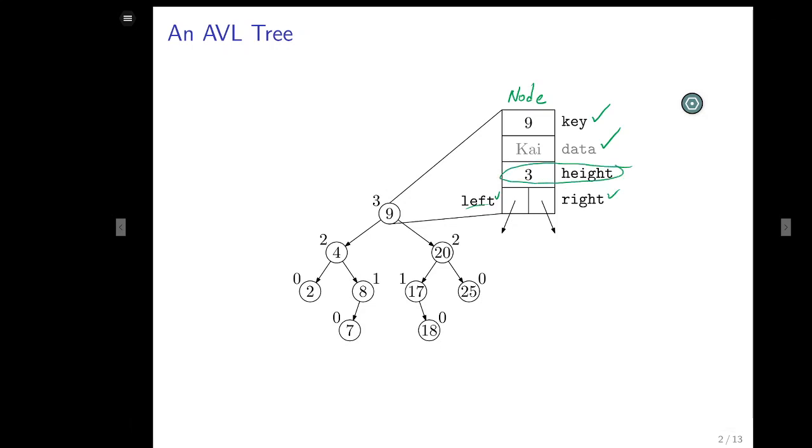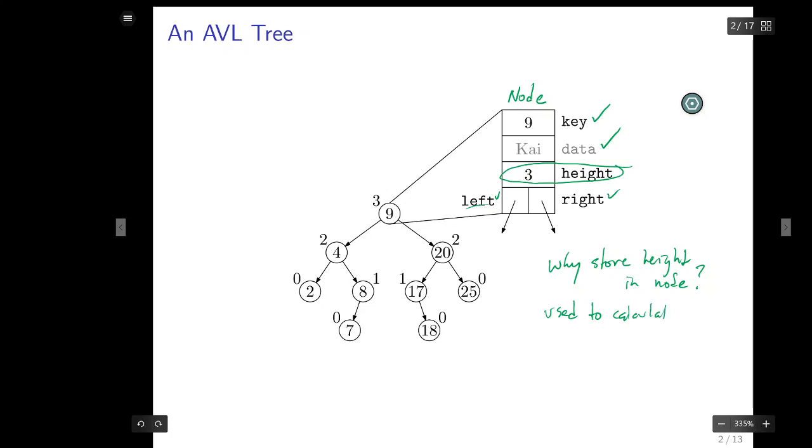Why do I store the height inside of the node? Yeah, I use it to calculate balance. That's exactly what I'm going to use it for. But why wouldn't I just recalculate it? Because if you were to, for example, remove or add a node, you have to know the height of the other one.